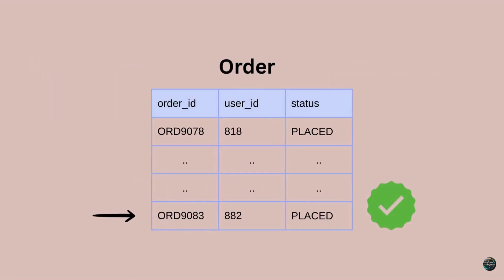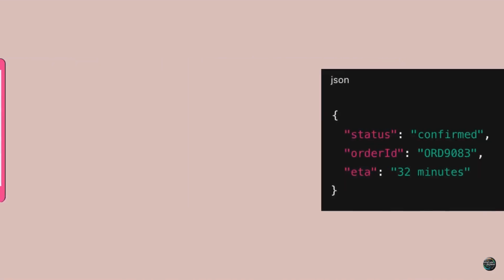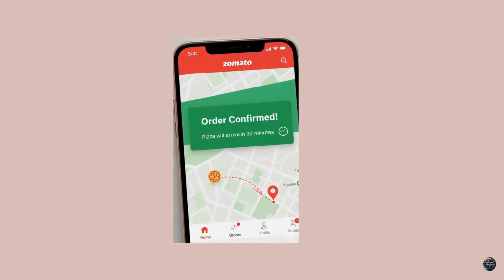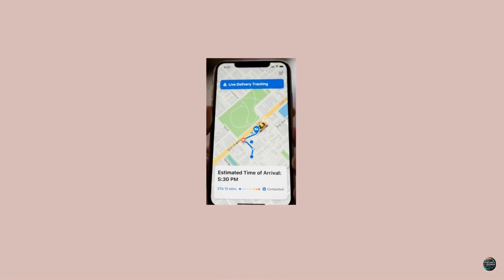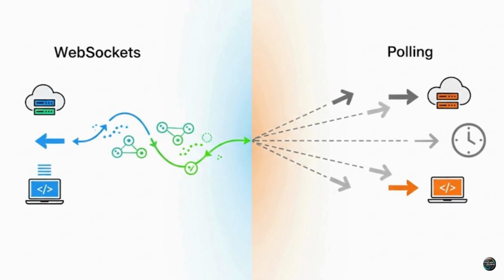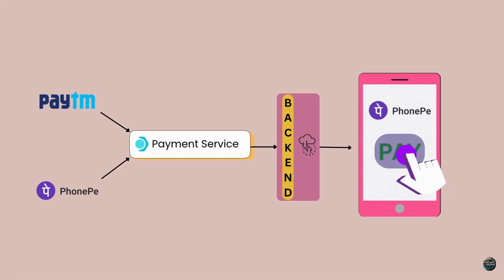Once this order is saved, it gets a unique ID like ORD9083. Now the backend sends a response back to the frontend, like this. The frontend uses this to show order confirmed, food will arrive in 32 minutes. It may also start tracking the delivery using a live map. This live tracking works via WebSockets or polling, ways for the frontend to keep asking the backend for updates in real time. While all this happens, more things go on behind the scenes.